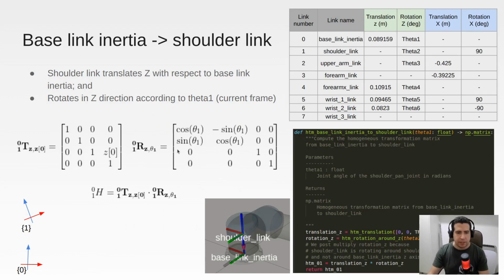So first of all, if you go from the base link inertia to the shoulder link, you first translate in the z direction by z0. And when I say z0, it's translation z by this index number here. So this is this number here that I'm showing you with the mouse pointer. So after you translate, you rotate by theta 1 in the z direction.